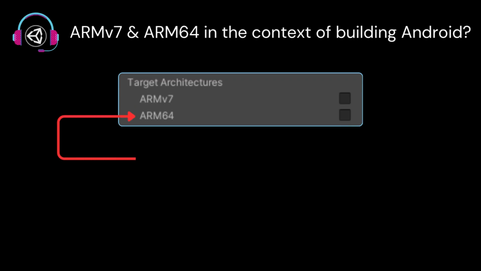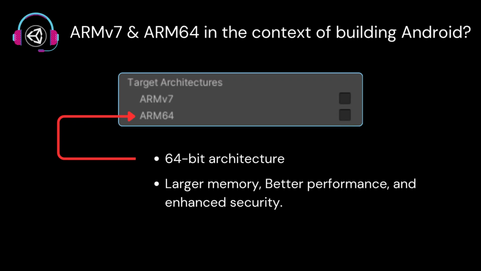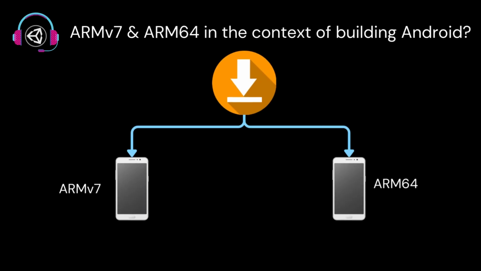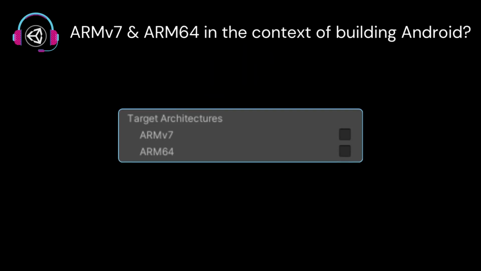ARM64, on the other hand, is a 64-bit architecture. It supports larger memory, better performance, and enhanced security. This is standard for modern Android devices. When a player downloads your game, Google Play automatically serves the correct version. ARMv7 for older devices, ARM64 for modern ones. And here's an important note. Since August 2019, Google Play requires all apps to include a 64-bit version. So, when building for Android, always check both ARMv7 and ARM64 if you want your game to support a wide range of devices. Let's move to the next question.